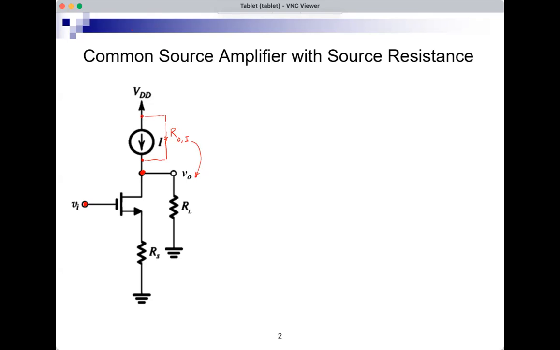And the main difference between the common source that we have analyzed previously and this one is the addition of this RS. So now the source terminal of the MOSFET is no longer at signal ground. There's now some signal here at the source. So basically we want to see what is the effect of this RS on the amplifier characteristics.